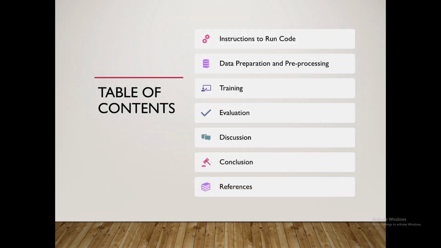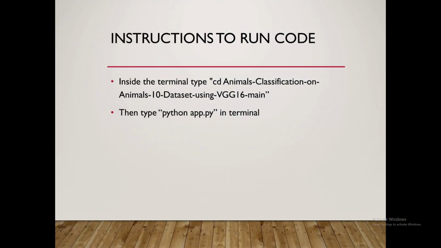This is the table of contents we'll be talking about. First of all, the instruction to run the code: inside the terminal, you type cd animals, classification on animals 10 dataset using VGG16, and then you can run it by typing python app.py in the terminal.